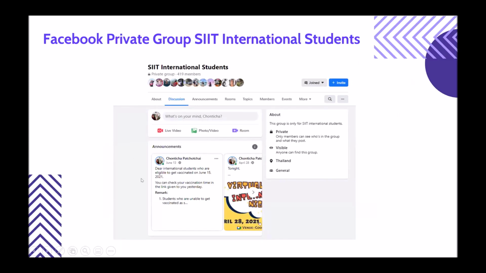Okay, and we also have a private group on Facebook for all international students. So from today on, you can search on Facebook for SIIT International Students and request to join the group. And in this group, you will get the news and announcements that we are going to post up here.